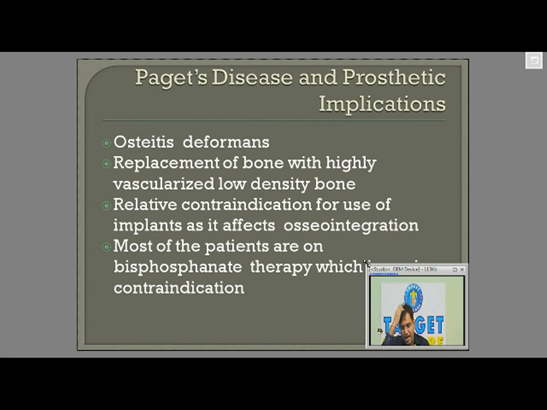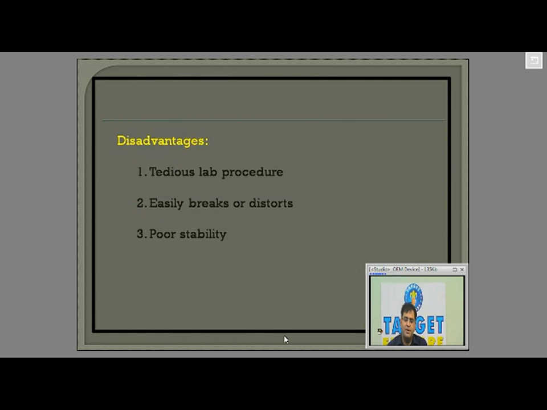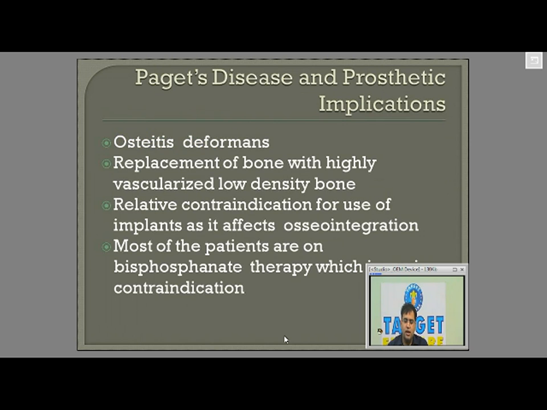Okay, the second question which was asked was the prosthodontic management of a patient with Paget's disease. Suppose a patient reports to your clinic who has a history of Paget's disease. So what is Paget's disease? Paget's disease is also called osteitis deformans. What happens in Paget's disease is that there is replacement of bone with highly vascularized low density bone. So this is a relative contraindication.